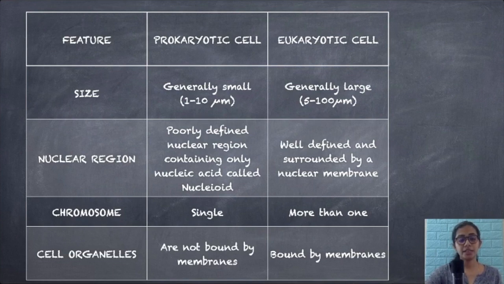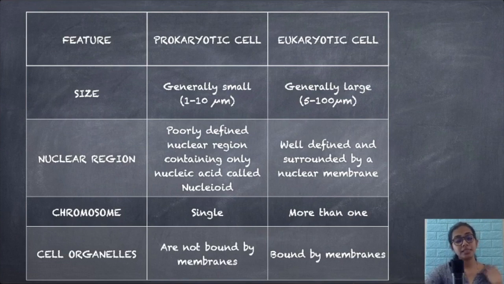Now, how is the nuclear region in both these kinds of cells? In prokaryotic cell, the nuclear region, as we already saw, is poorly defined and it contains only nucleic acids. This poorly defined nuclear region containing only nucleic acid is called a nucleoid, right? In eukaryotic cell, the nuclear region is well defined and it is surrounded by a nuclear membrane. How are the chromosomes found in prokaryotic cell? Only a single chromosome is present, whereas in eukaryotic cell, there are more than one.